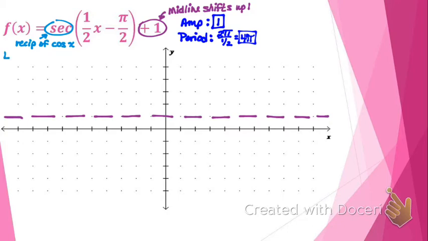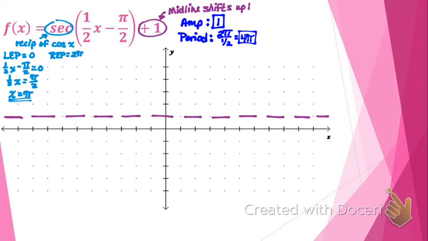So we're going to do our left and our right endpoints. Left endpoint gets set equal to 0. 1/2 x minus pi over 2 equals 0. So 1/2 x equals pi over 2. Where's my left endpoint going? Pi. And my right endpoint, we're going to set that equal to 2 pi.